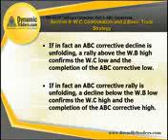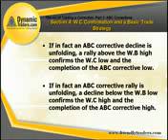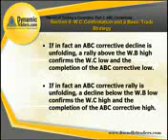Same thing for the other direction. If in fact an ABC corrective rally is unfolding, a decline below the wave B low confirms the wave C high and the completion of the ABC corrective high. This will all become clear following the example on the next slide.